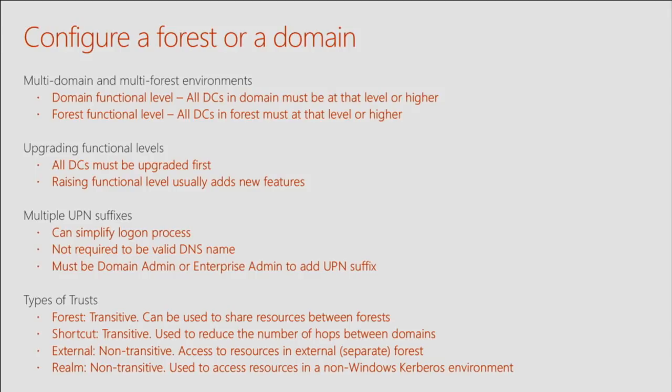We talk about the ability to upgrade the functional level. You can do that. You have to upgrade all the DCs first before you can do any others. And then you're going to raise the functional level and add new features that way. The last thing at the very bottom you'll see is the type of trust that you can use.